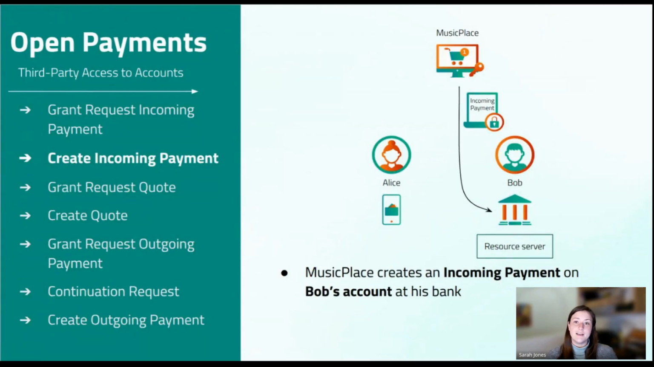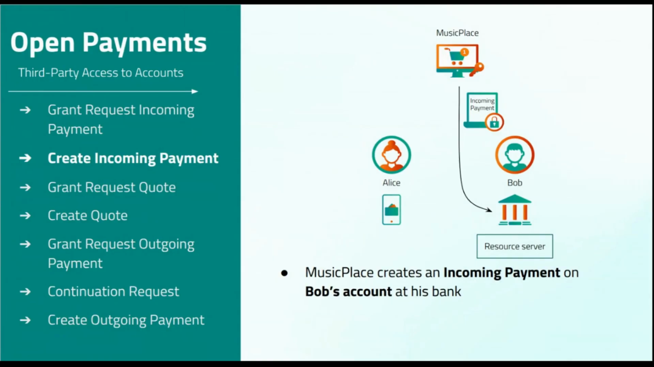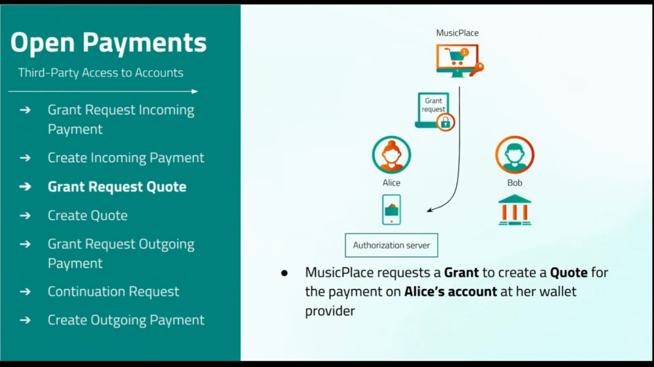So after the grant request was responded to with an access token, then the MusicPace store can use that access token to make another request to the resource server to create an incoming payment. The next step is for MusicPace to make a grant request to the sender's authorization server, so to Alice's digital wallet authorization server, and this grant request is to make a quote.